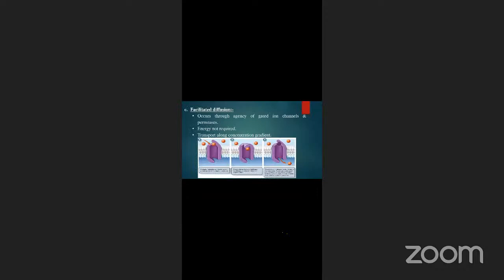Then facilitated diffusion means some agent has, yeah. The transport is called active transport.